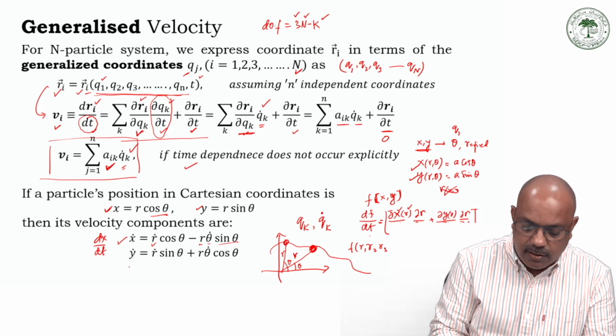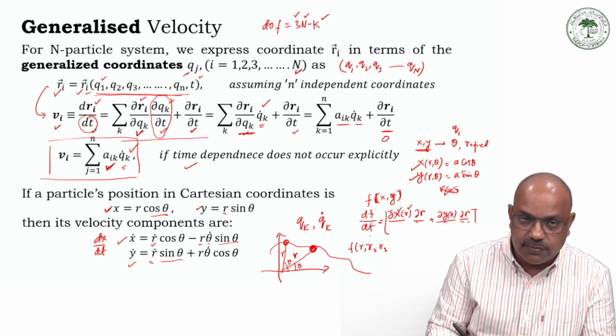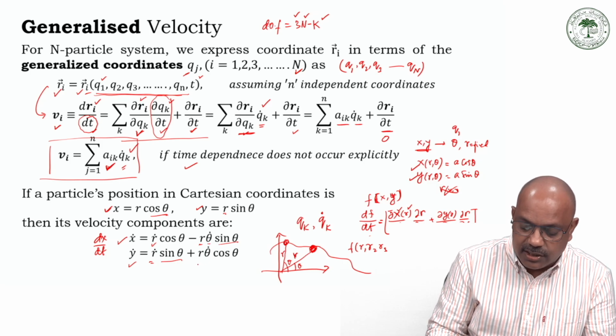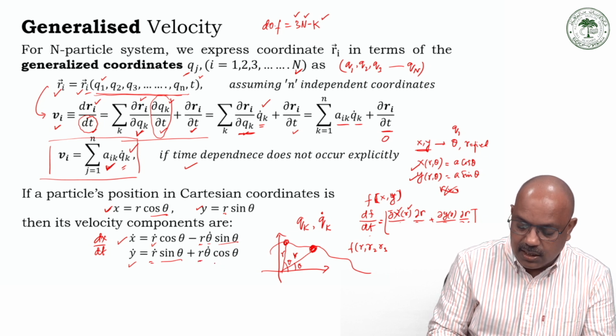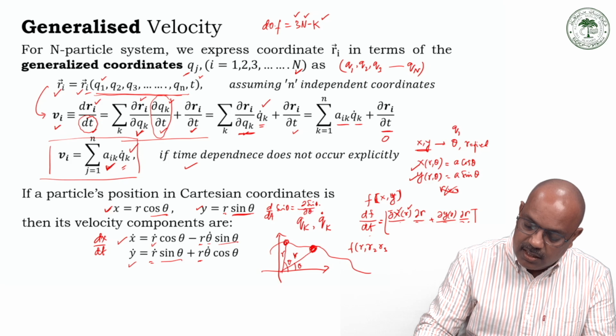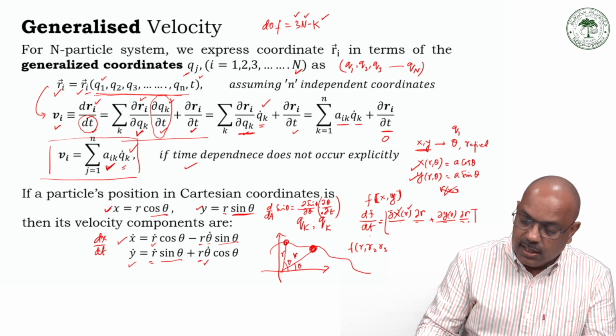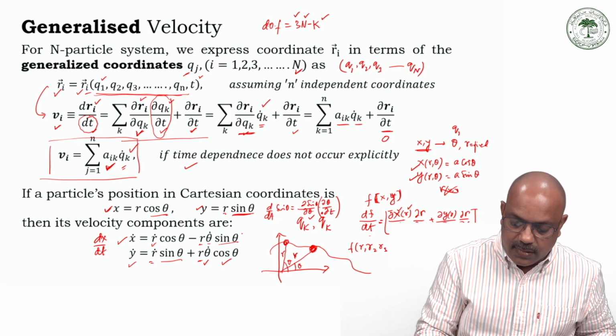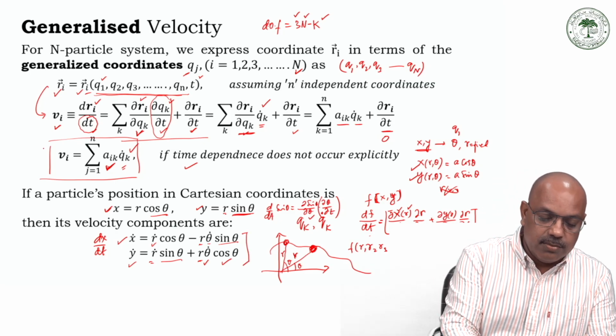Okay, similarly we differentiate y. So this is ṙ sin θ, the first function times the differentiation of the second function, plus the second function times the differentiation of the first function. Now r is kept constant, and d/dt of sin θ is ∂sin θ/∂θ times ∂θ/∂t. This ∂θ/∂t is my θ̇, and this ∂sin θ/∂θ is my cos θ. Okay, so now you know that this is my ẋ and ẏ in place of vi.